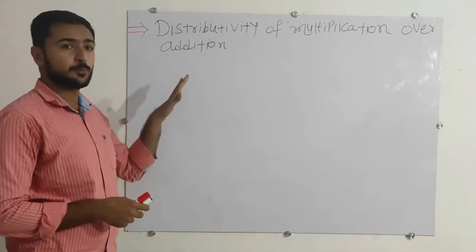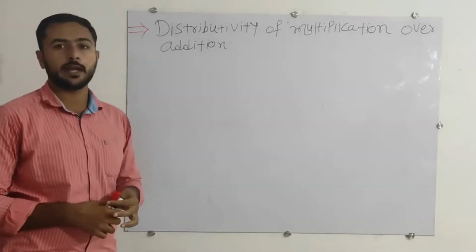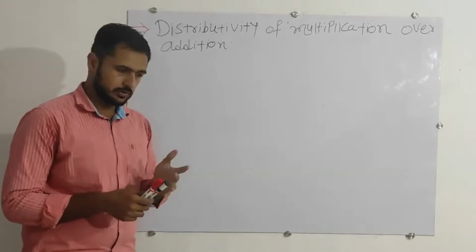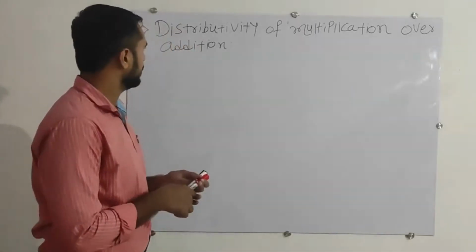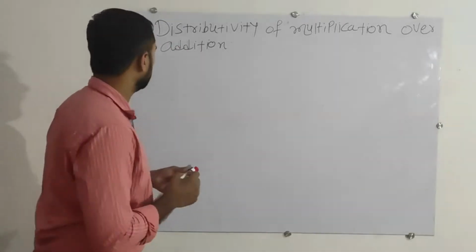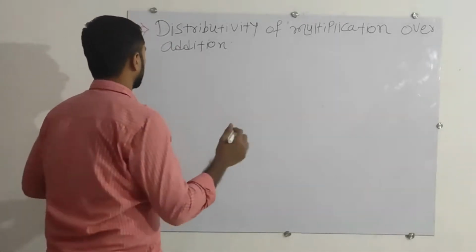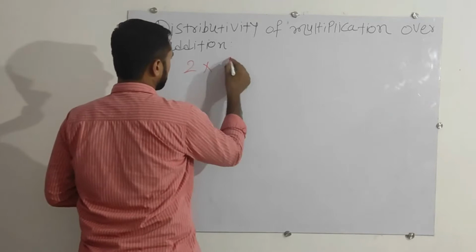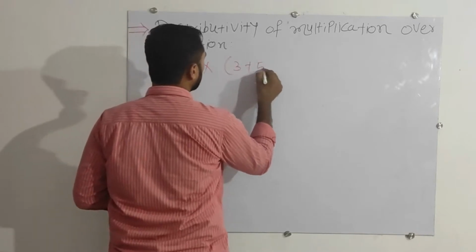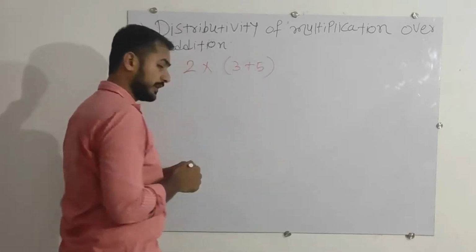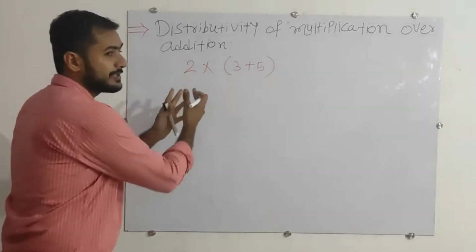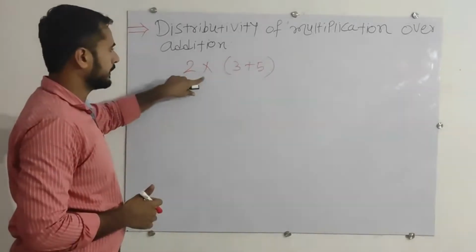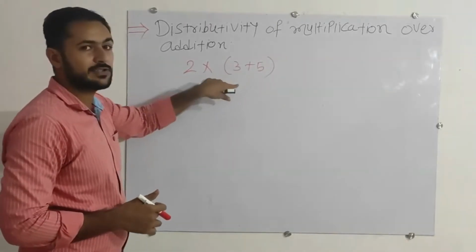Now we will see the distributive property of multiplication over addition. So the question is, what is the distributive property? Okay, it's very simple. We will understand it by an example. Suppose I have 2 multiplied by 3 plus 5. Here it means the distributive property of multiplication, because we will distribute this. So, the distributive property of multiplication over addition.